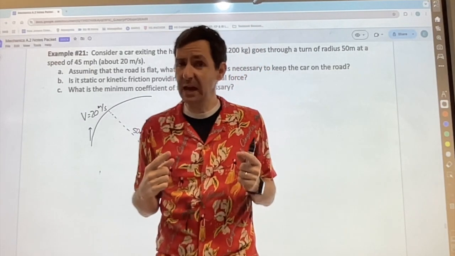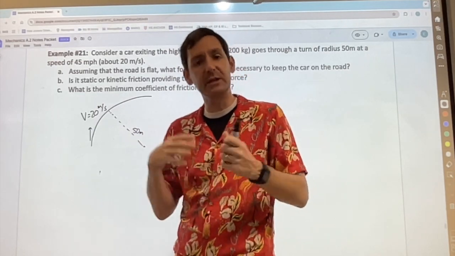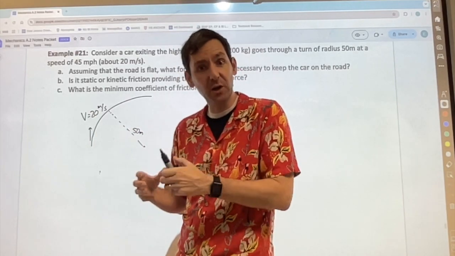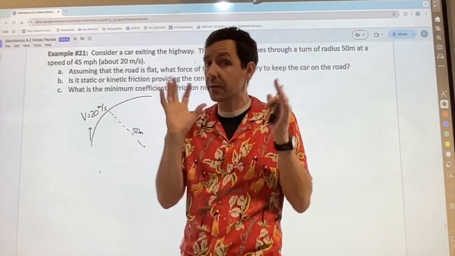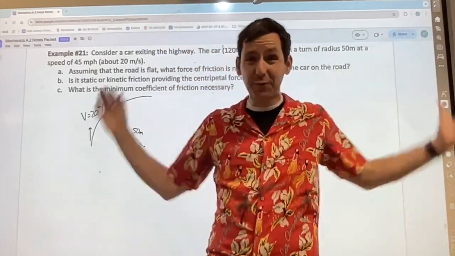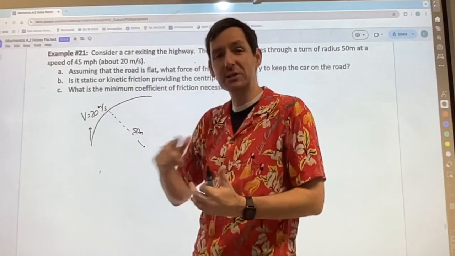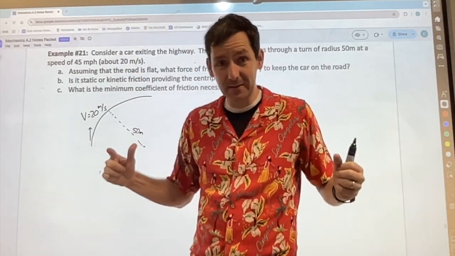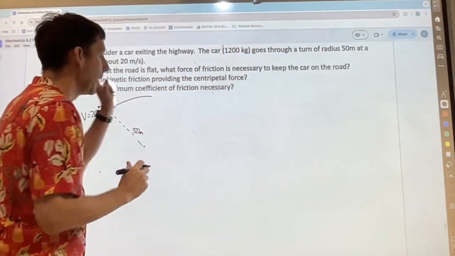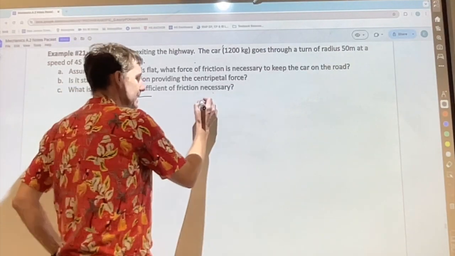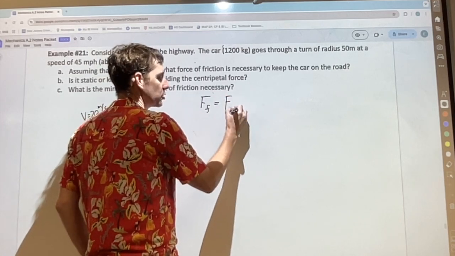Now, we also understand that there's probably friction between the tires that's causing your car to go forward. There's probably some friction and resistance inside the car. There's probably some air resistance. There's a lot of other forces, gravity, normal. There's a lot of other forces involved here. But when you put all of those forces together, the net force must be towards the center of the circle. That's it. The net force must be towards the center of the circle. So what that means is that the force of friction is the centripetal force.